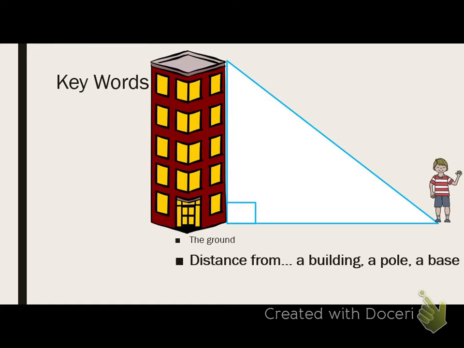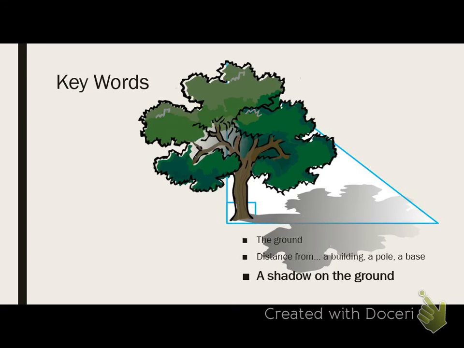I put a star next to this one because most students forget about this side. Anytime you see distance from an object, it's going to be the base. It's always going to be the horizontal. All right, a shadow on the ground. Because where do we see shadows? We see them on the ground.